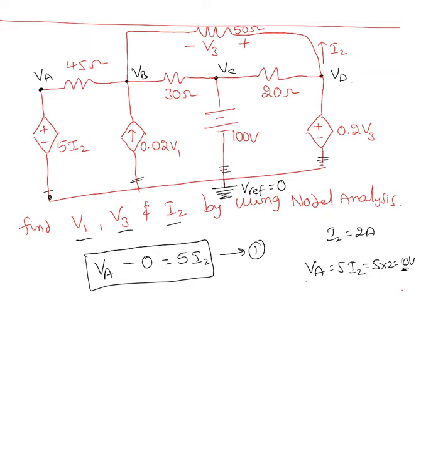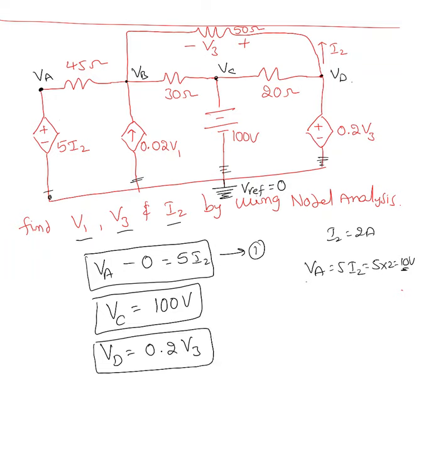Are there any other nodes we can easily tell the voltage? I can clearly see there is a voltage source between VC and reference. So I can say VC equal to 100 volt. This is good, independent voltage. And same thing, VD equal to 0.2 times V3. Okay, that's also voltage source. So I have 3 equations. So this is my second, that's my third.